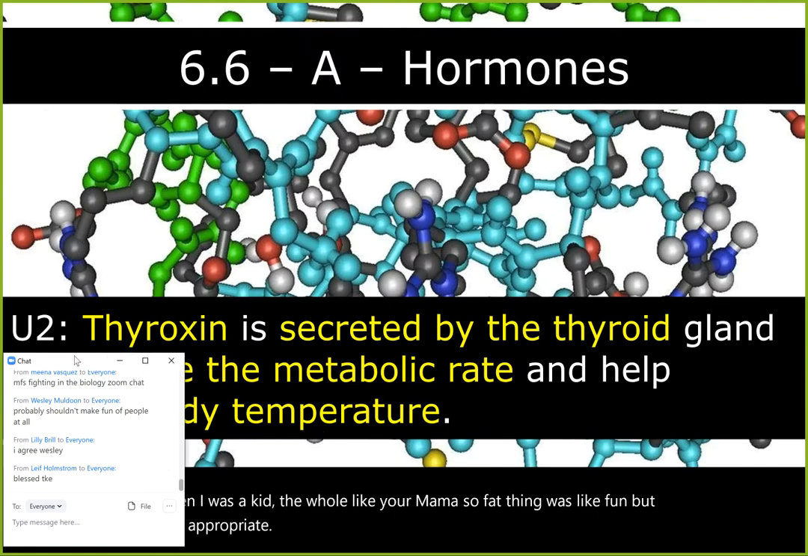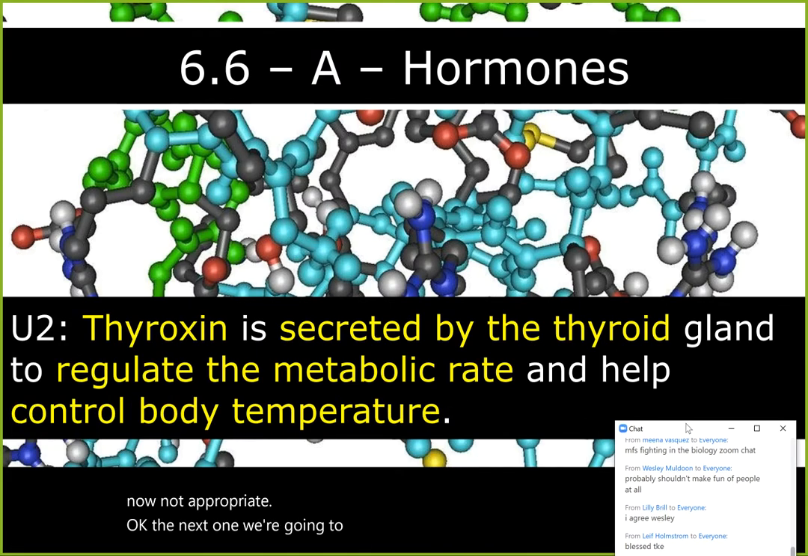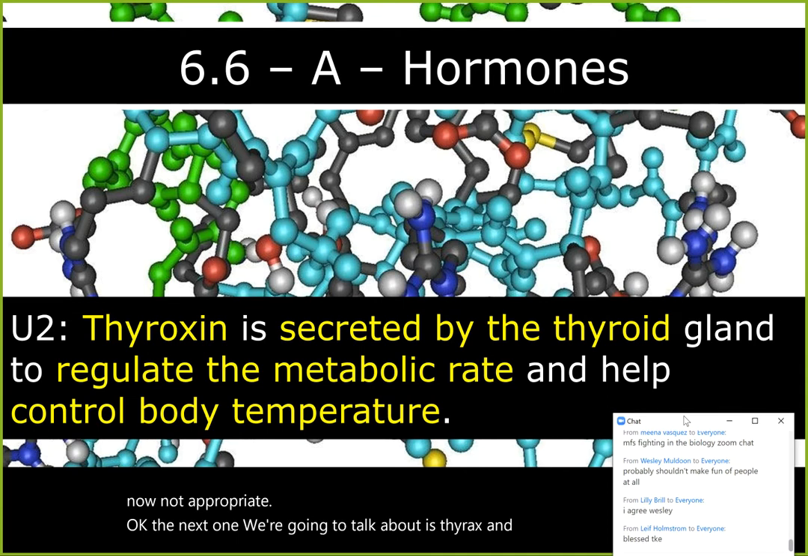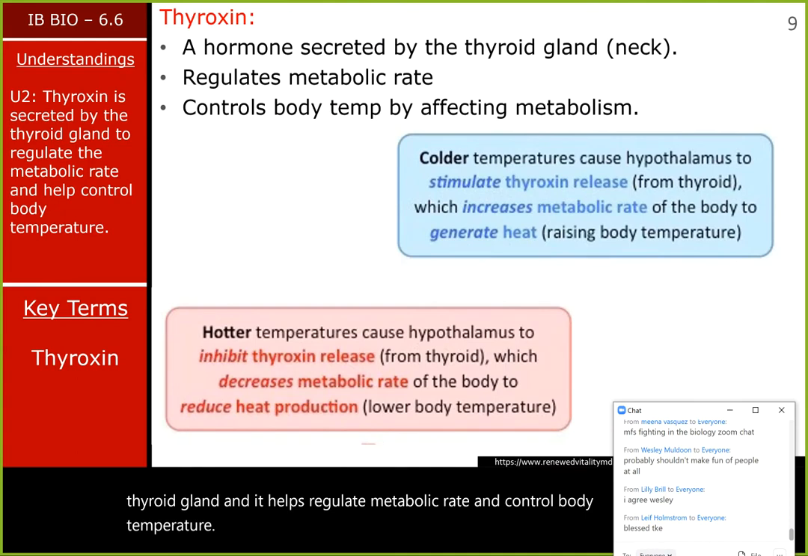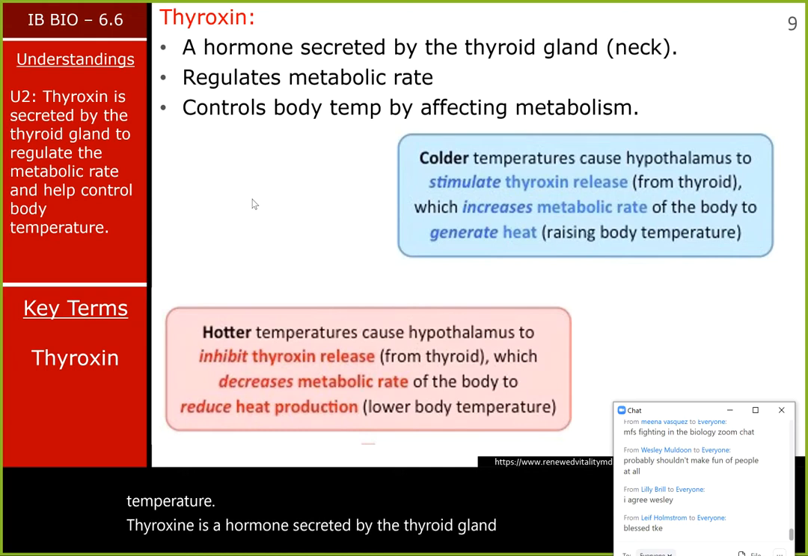Okay. The next hormone we're going to talk about is thyroxine. And this is secreted by the thyroid gland, and it helps regulate metabolic rate and control body temperature. So, thyroxine is a hormone secreted by the thyroid gland to help regulate metabolic rate.